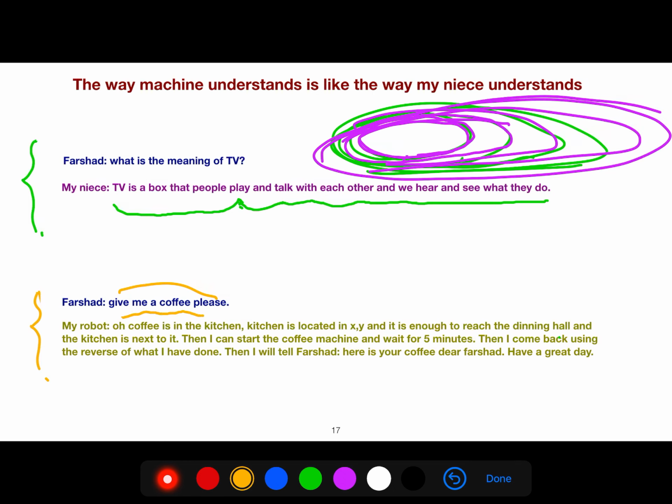robot says, coffee is in the kitchen. Kitchen is located in XY. It is enough to reach the dining hall, and the kitchen is next to it. Then I can start the coffee machine and wait for 5 minutes. Then I come back using the reverse of what I've done. Then I will tell Farshad, here is your coffee, dear Farshad. Have a great day. Of course, the robot should say something, but it doesn't say it.